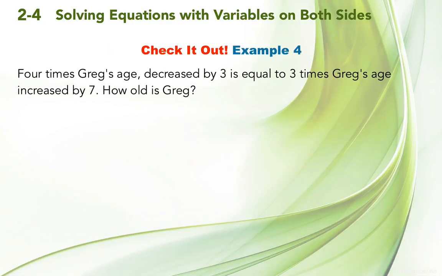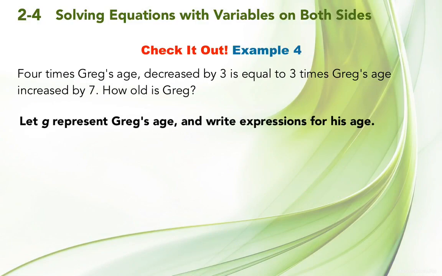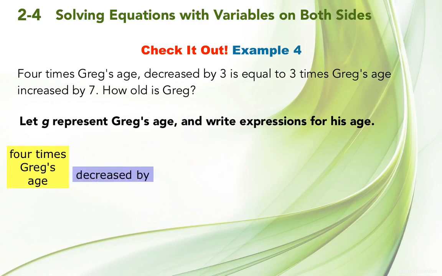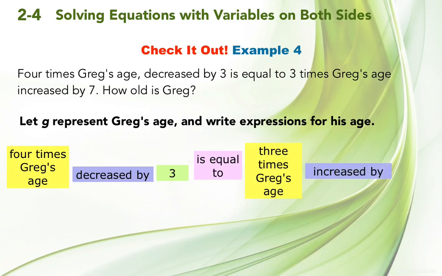And this is one I see all the time. 4 times Greg's age decreased by 3 is equal to 3 times Greg's age increased by 7. So how old is Greg? So if we let G here represent Greg's age, we're going to write an expression for his age. So we're going to work this out block by block. 4 times Greg's age, that's going to be 4G, minus, decreased by 3, is going to equal 3 times Greg's age increased by, and that'll be a plus, 7.